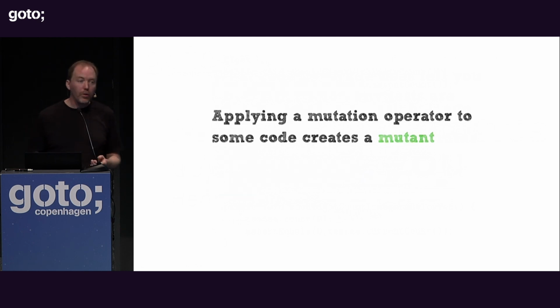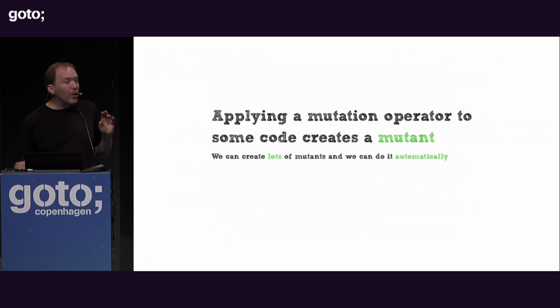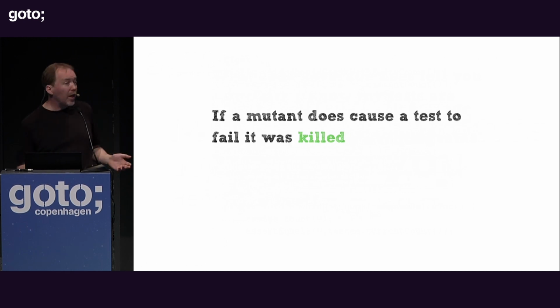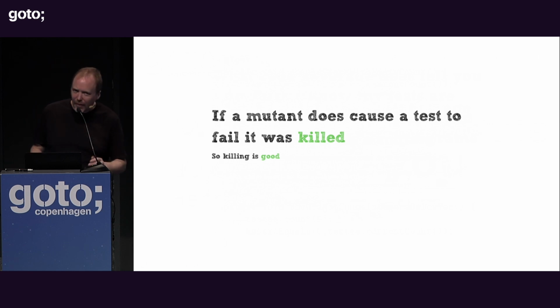And when we apply one of these operators to some code, we create a mutant. We can create lots of these mutants, and we can do it automatically. So, we create a mutant and run the test suite against it. If no tests at all fail, we say that mutant survived. If at least one test fails, we say that mutant was killed. Important take-home here: killing is good. Within a certain bounded context, but yes.